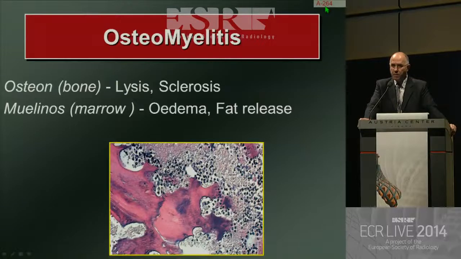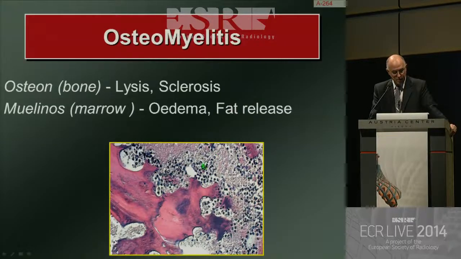And what we're talking about here is the infection is taking place within the medullary cavity of bone primarily. That's where it starts, and that's where it spreads from. And the words come from the ancient Greek. Osteon is bone, and myelonos is marrow.